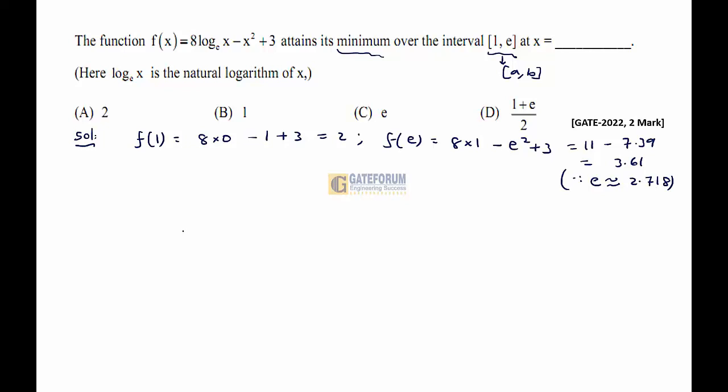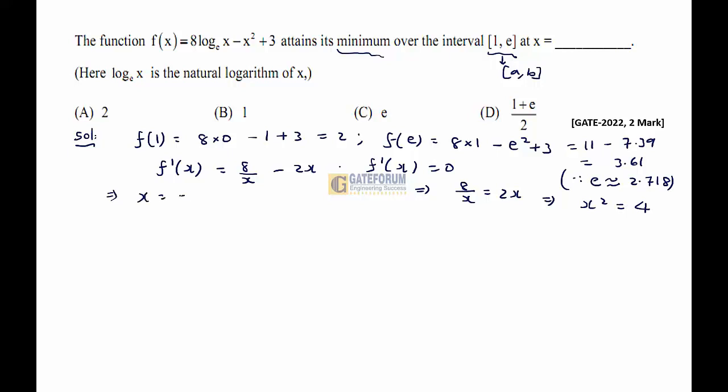Now apply the local maximum minimum procedure. f dash x is equal to 8 times the derivative of natural log x, which is 1 by x, so 8 upon x, minus the derivative of x square, 2x, and the constant's derivative is 0. So next step, solve the equation f dash x equal to 0, which will give the stationary points, that is the x values. So this simplifies to 8 by x is equal to 2x. That means x square is equal to 4, which implies x is equal to minus 2 comma 2.